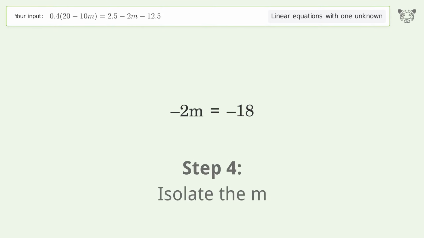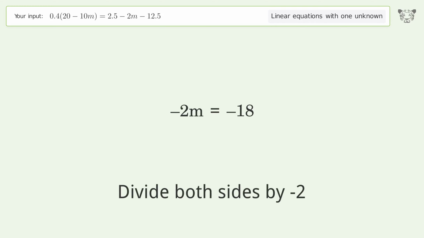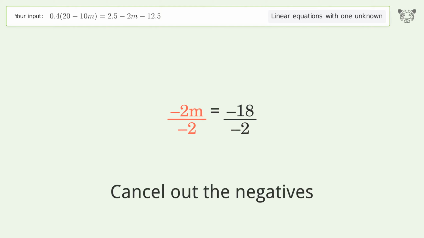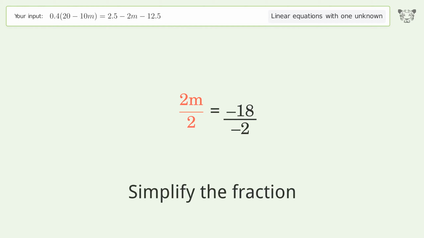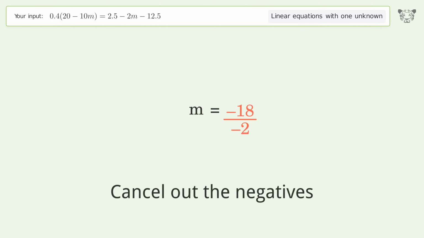Isolate the m. Divide both sides by -2. Cancel out the negatives. Simplify the fraction. Cancel out the negatives.